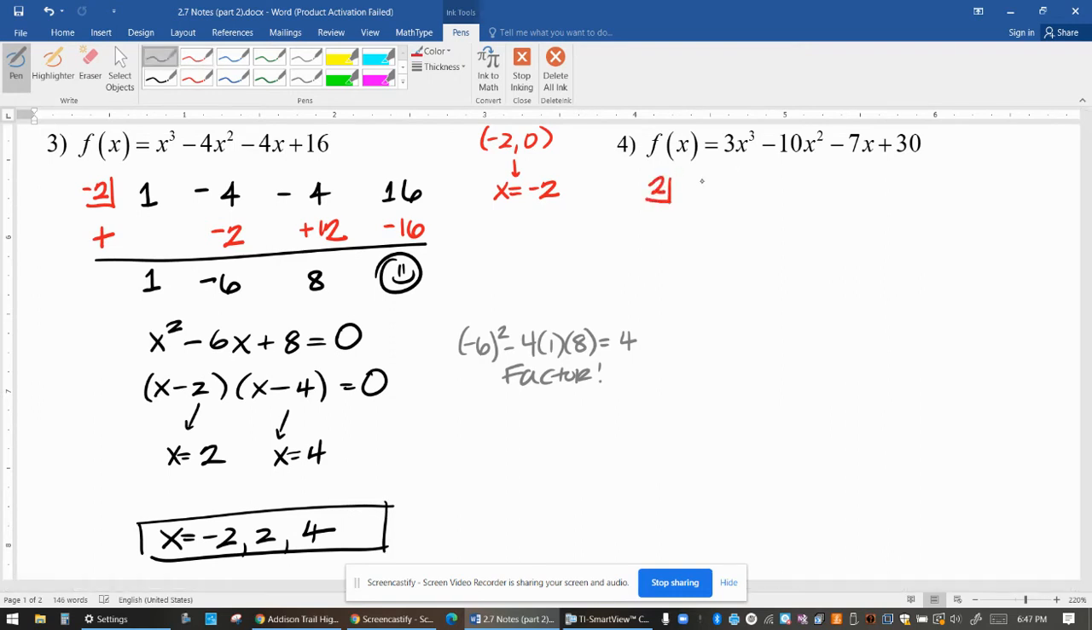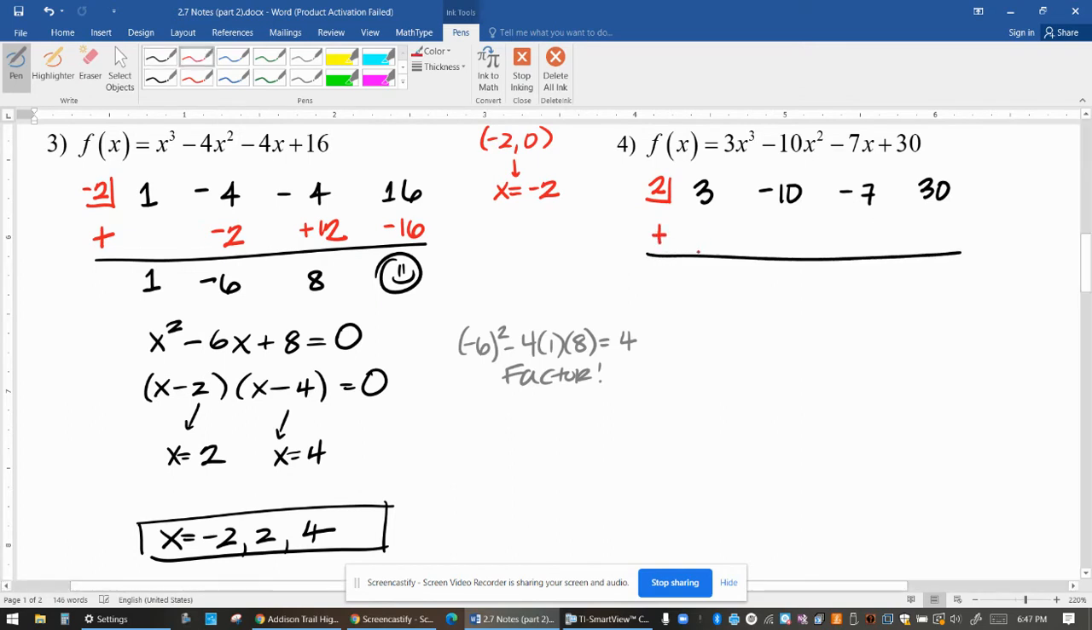I'm going to go ahead and set up my synthetic division. Remember, synthetic division allows you to use any rational zeros. You found that 2 is a rational 0. So now I'm going to follow the process of synthetic division. Multiply and add, multiply and add.